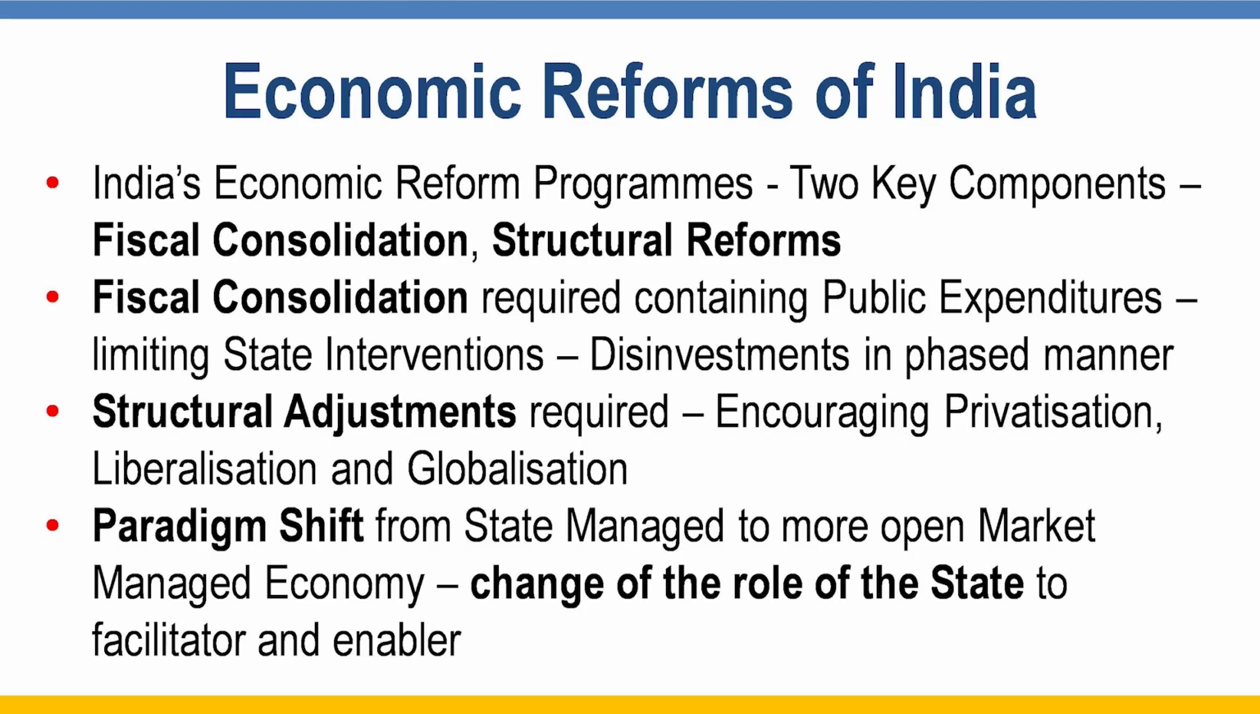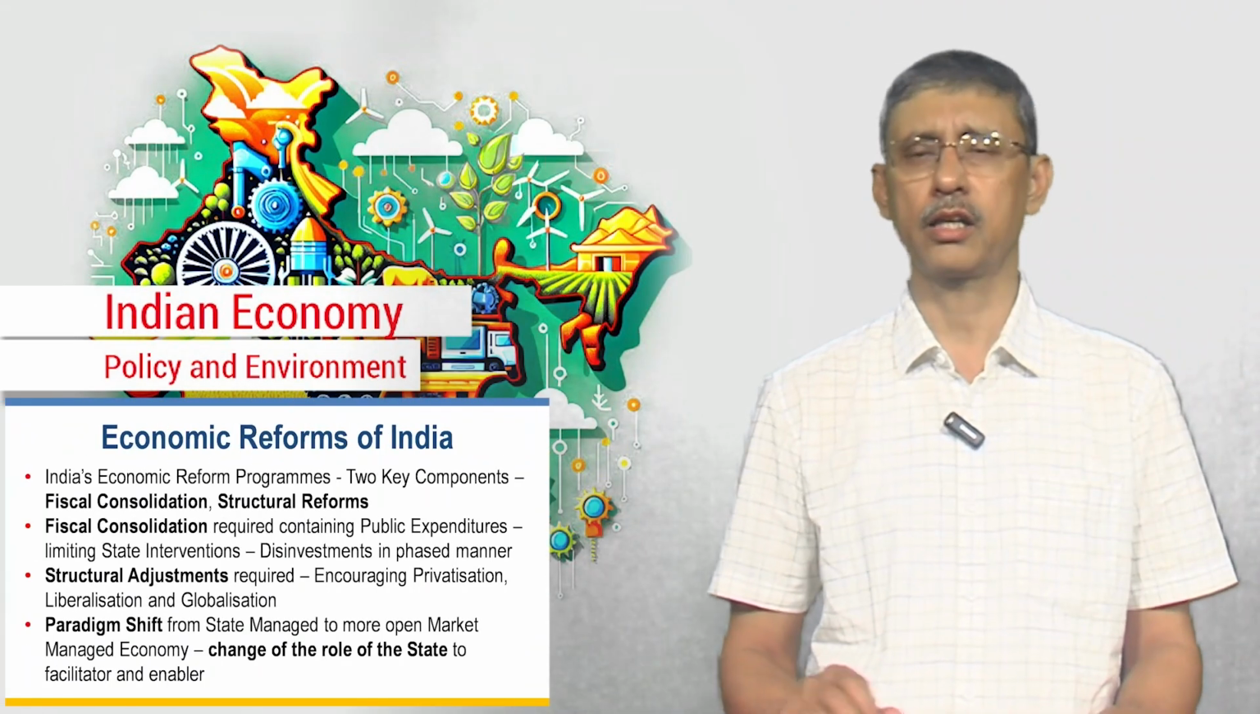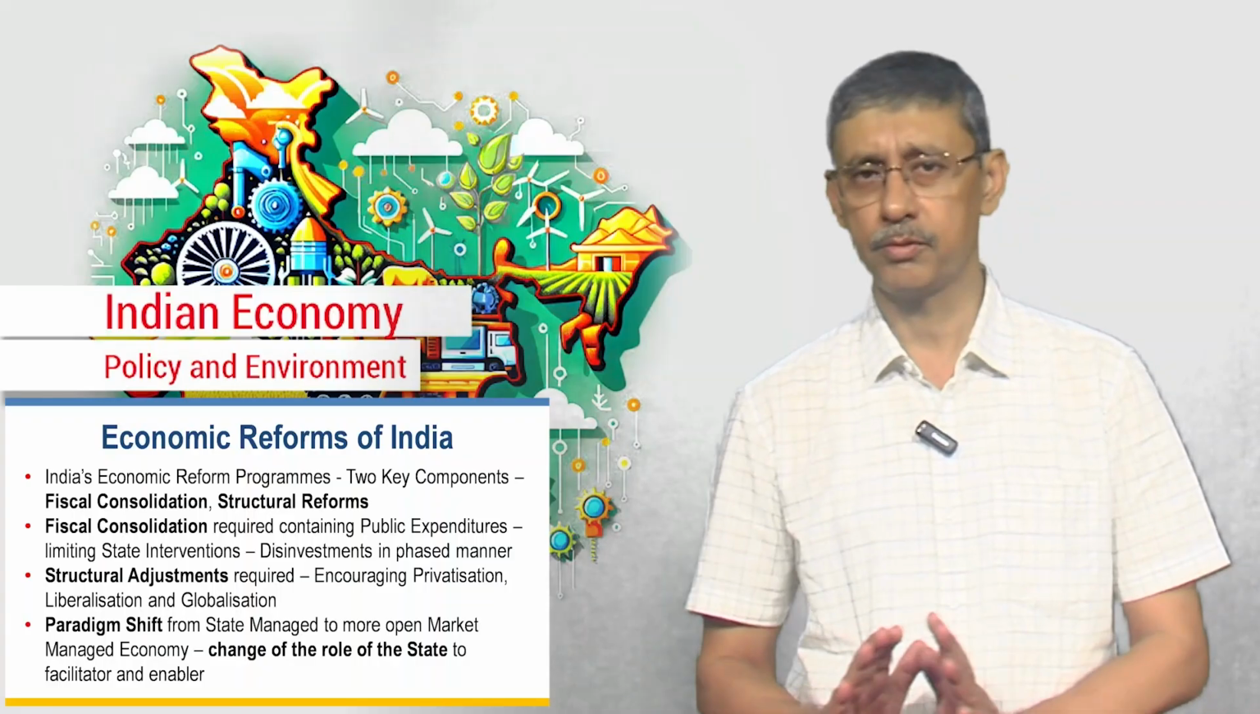The second component is more important, the structural adjustments. It encouraged privatization, liberalization, and globalization. So with these two components, India had declared a paradigm shift from a state-managed economy to a more open market-managed economy. And it required a change in the role of the state. Earlier, the state was an active partner in managing the economy, which is an interventionist state. Then the state became facilitator and enabler. So this change in the character of the state is very important to understand this paradigm shift.